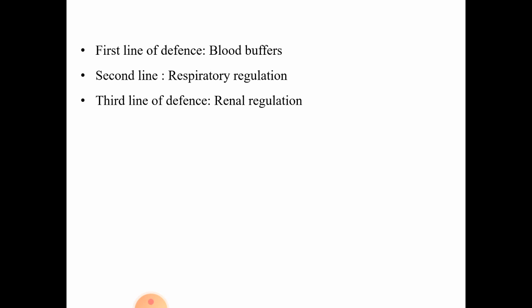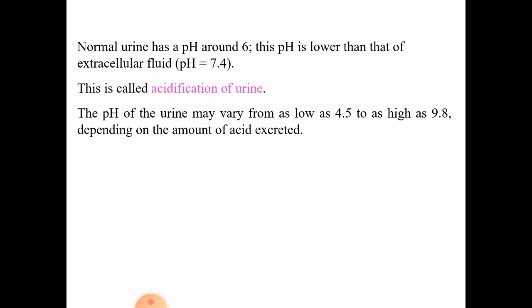There are three main lines of defense. The first line is blood buffers, which we have already discussed. The second line is respiratory regulation, and the third line of defense is renal regulation. That is what we are going to discuss.